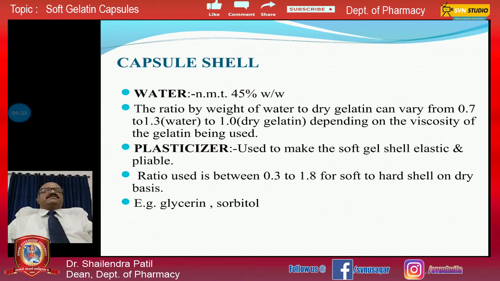For the capsule shell, as we discussed in the previous slide, the water content should not be more than 45% weight by weight. The ratio by weight of water to dry gelatin can vary from 0.7 to 1.3 to 1 of the dry gelatin, depending on the viscosity of the gelatin being used. Plasticizers are used to make the soft gelatin shell elastic and pliable. The ratio used is between 0.3 to 1.8 for soft to hard shells on dry basis. Examples of plasticizers are glycerin and sorbitol.